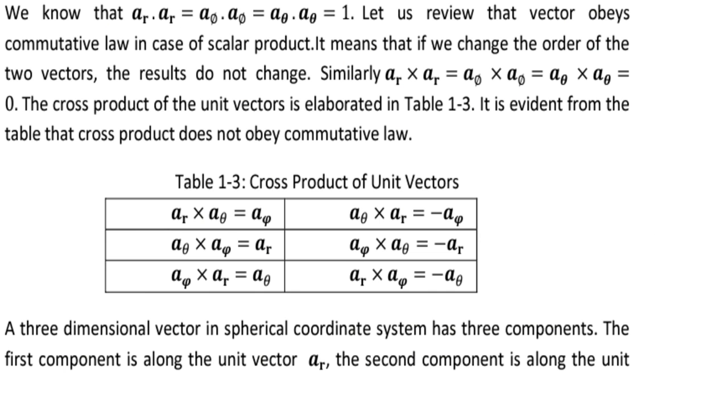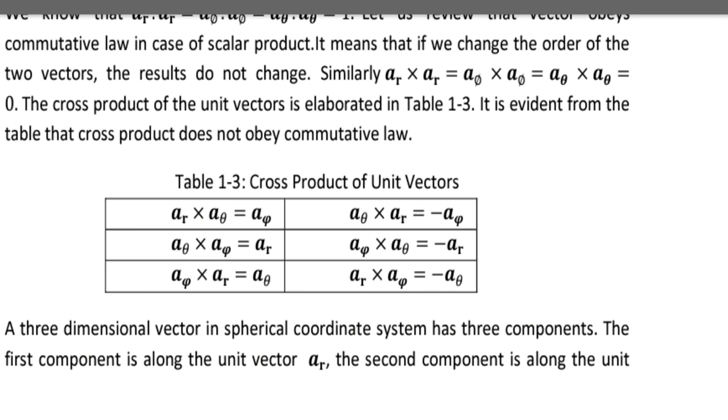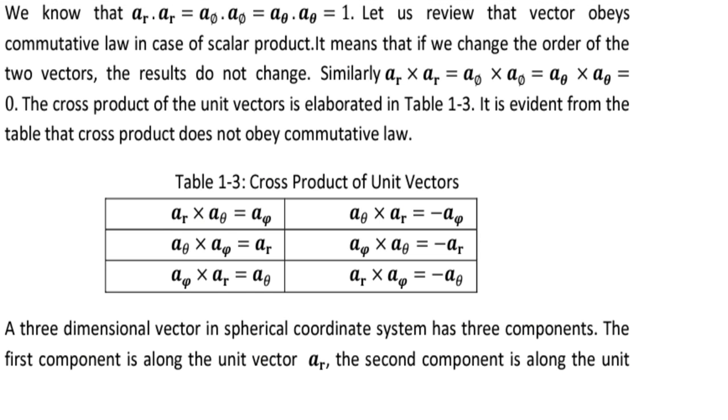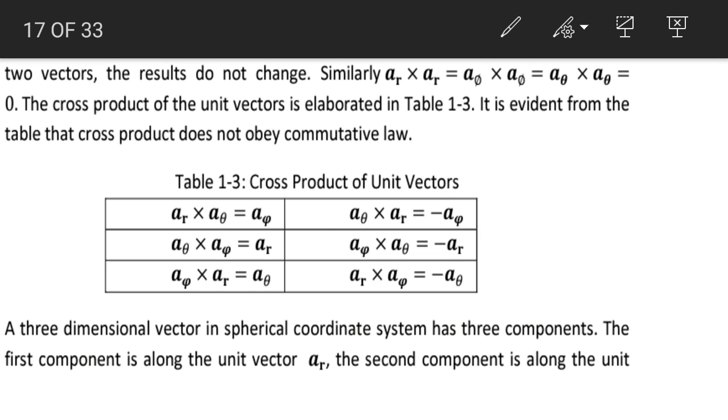You see, aR dot aR will be equal to 1, aφ dot aφ will be equal to 1, aθ dot aθ will be equal to 1. Similarly, aR cross aR will be equal to 0, aφ cross aφ will be equal to 0, aθ cross aθ will be equal to 0.